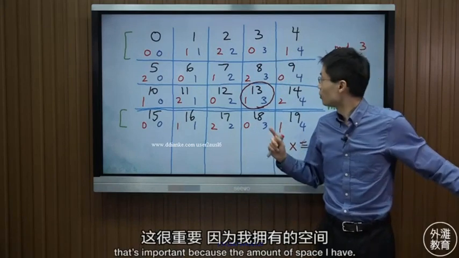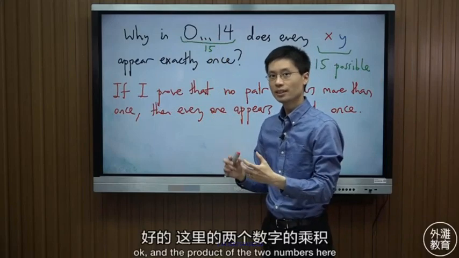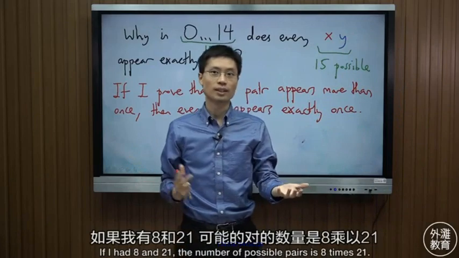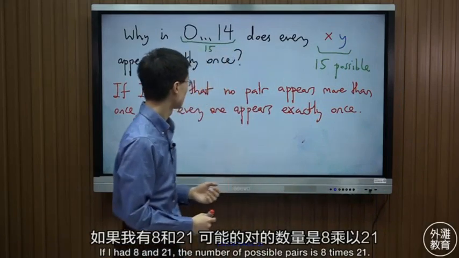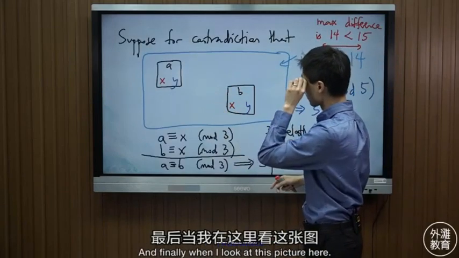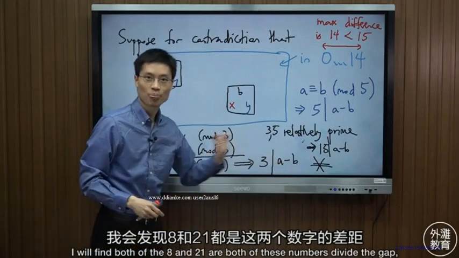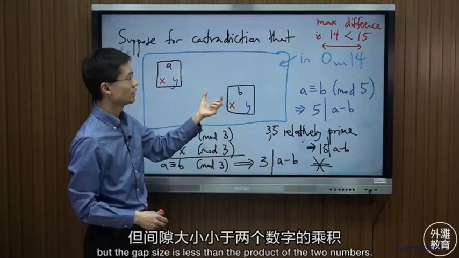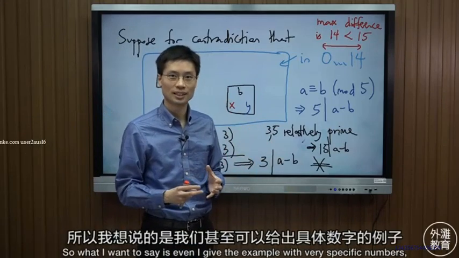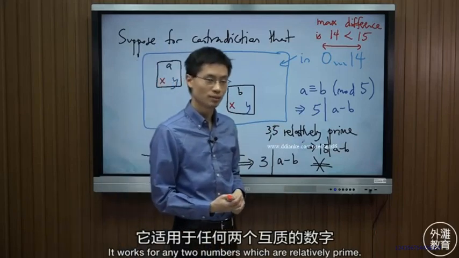That's important because the amount of space I have, this 0 to 14, is the product of the two numbers. And the product of the two numbers here is the same as the number of possibilities there. If I had 8 and 21, the number of possible pairs is 8 times 21. Then this is the same. I just want to show that I have nothing up here more than once. And finally, when I look at this picture here, I will find that both the 8 and the 21, both of these numbers divide the gap. But the gap size is less than the product of the two numbers. So what I wanted to say is, even though I gave this example with very specific numbers that we can understand just by looking at it, it works for any two numbers which are relatively prime.